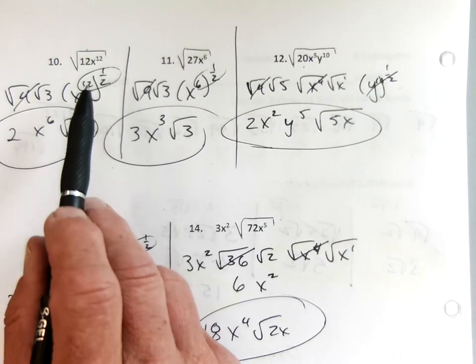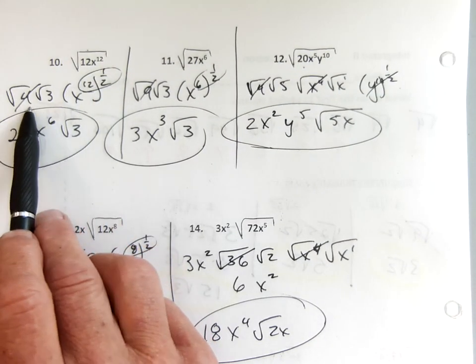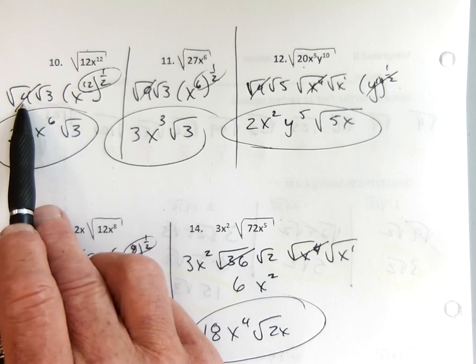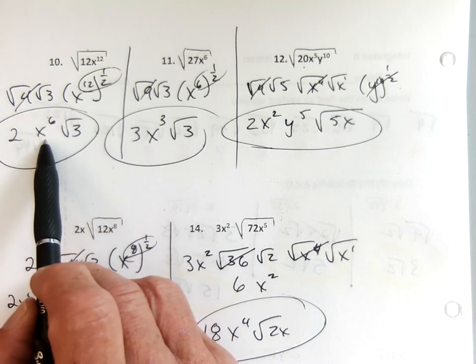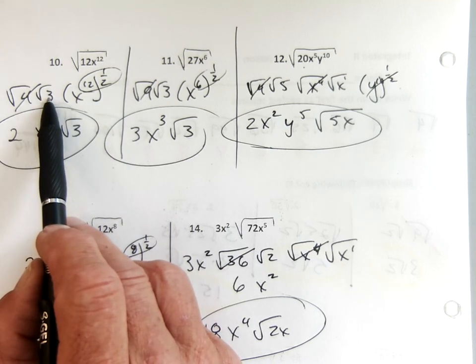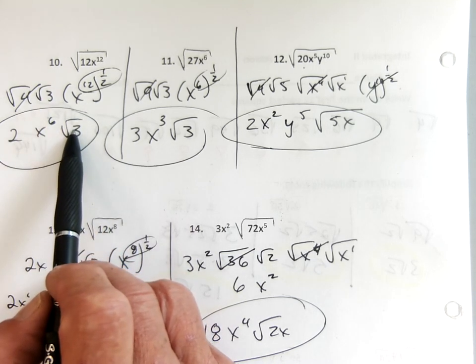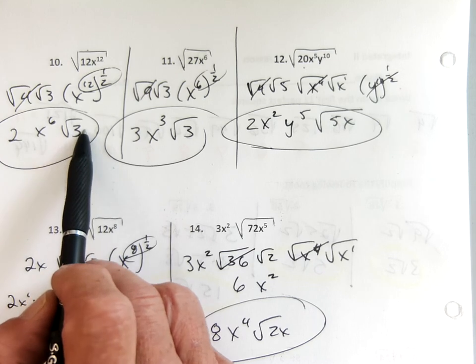10, same thing. I broke it up into 4 times 3 because that's a perfect square. Square root of 4 is 2. I took half of my exponent. I got x to the 6. The square root of 3 is just left there as square root of 3. Okay? Because that's an irrational number.